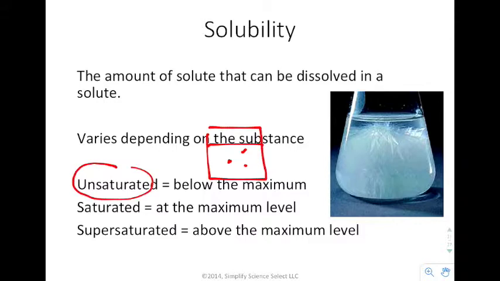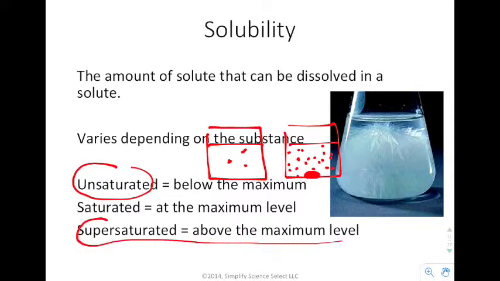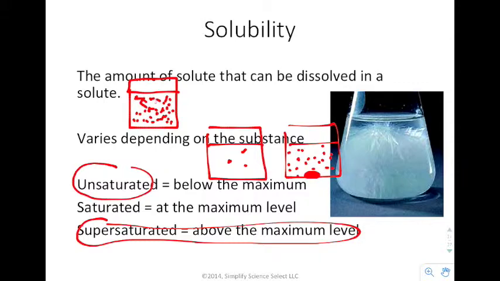A saturated solution is considered to be at the maximum level. So I've got as much as this solution can hold. If I were to add any more solute to it, it would go down to the bottom and sit there. Okay. The last one is considered to be a supersaturated solution. A supersaturated solution is considered to be above the maximum value that it would normally hold. So you have more than it can traditionally hold. Now the reason why it's holding more is because you've changed one of the conditions.